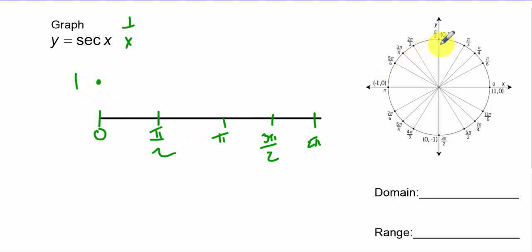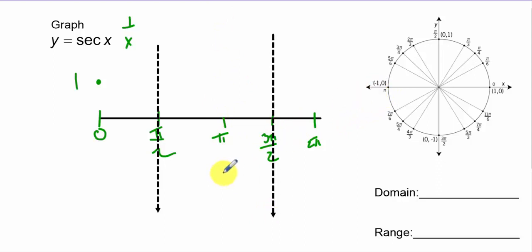I look at my x value here, and I have a 0 for my x value, and the reciprocal of 0 is undefined. So I have an asymptote here. And while I'm at it, let's find another 0 value right here. There's another asymptote. I go to pi, I have -1 for a value, and its reciprocal is -1. And then at 2 pi, it's the same as I had for 0. So I have my 1 value again.